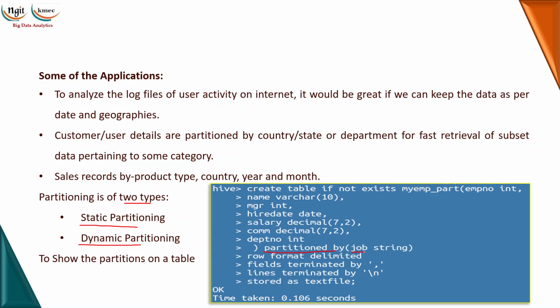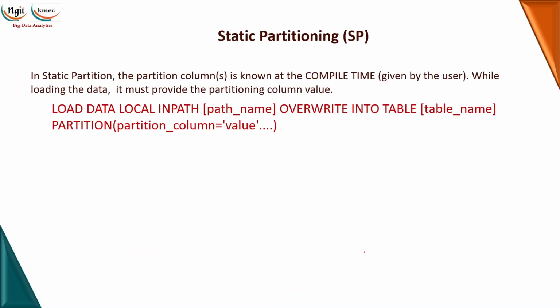For each job, it will create a subdirectory, and that particular job's related records will be stored in that directory. Okay, so let us see that here it is a static partitioning. It will be decided at compile time, meaning that you have to provide the data separately to each partition. So for that, the load data statement should be given like this.